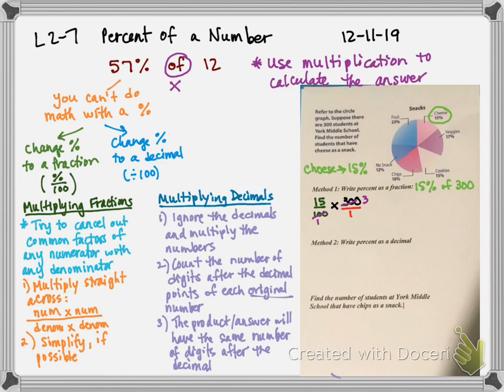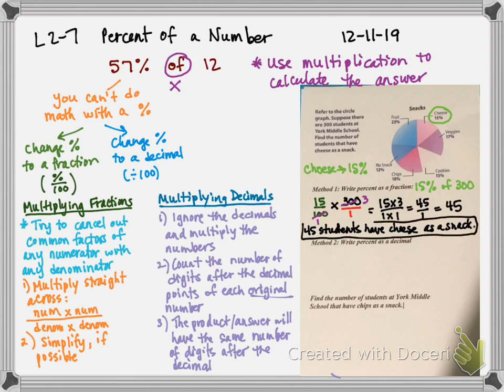Now I'm going to multiply straight across. I'm going to do this step by step so you can see it, just as a reminder. We have numerator times numerator over denominator times denominator. So 15 times 3 is 45. 1 times 1 is 1. And 45 divided by 1 is 45. So I would say 45 students have cheese as a snack. Okay, and that would be my final answer.